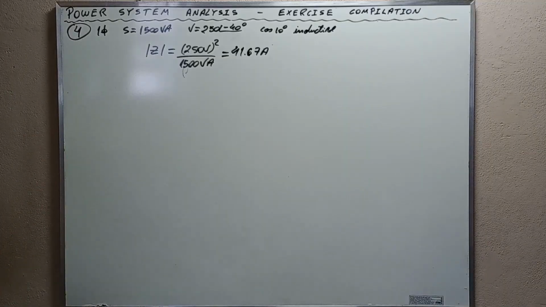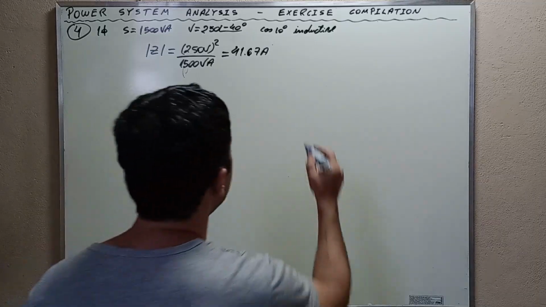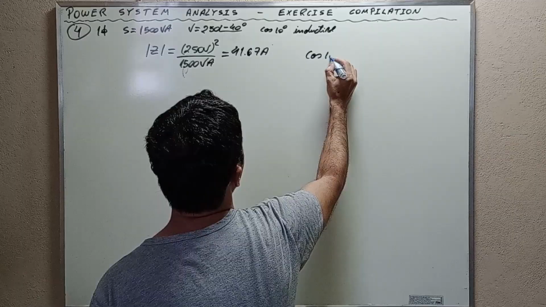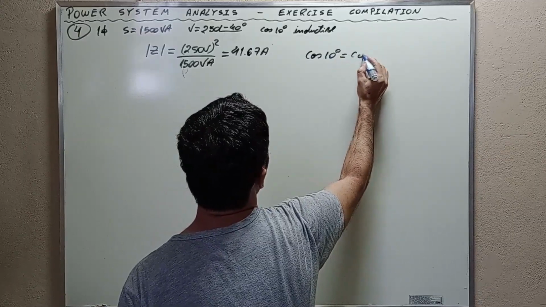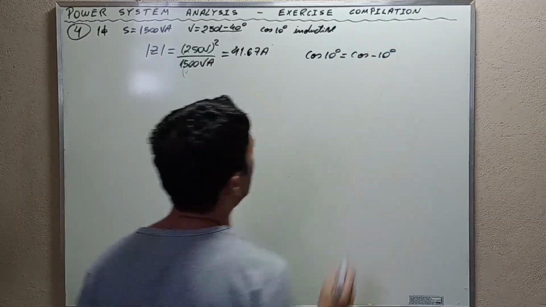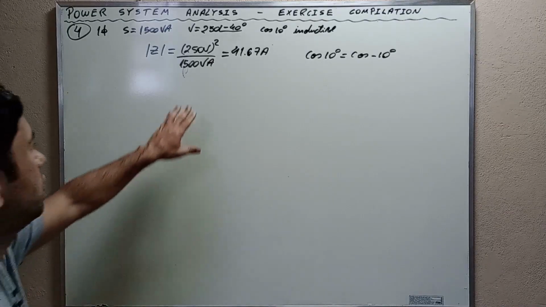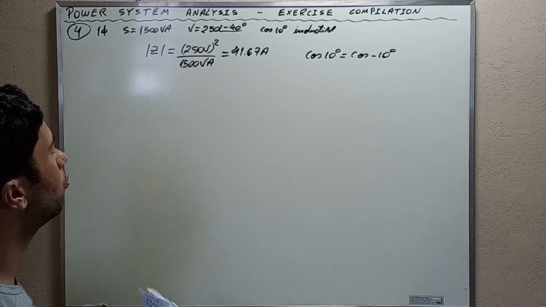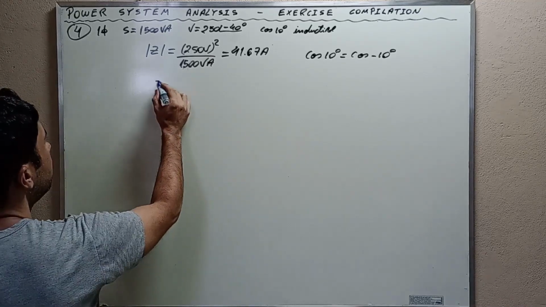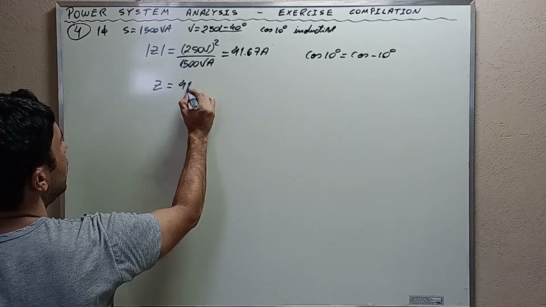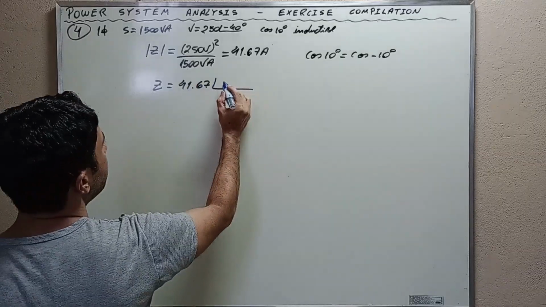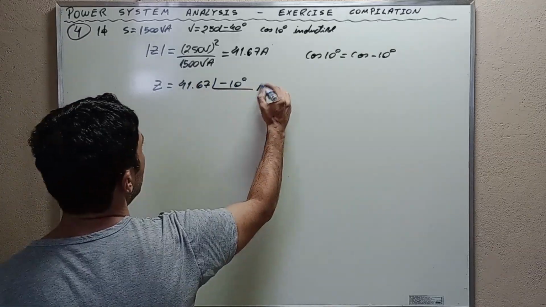Now let's work with the angle. The angle of the impedance is the angle of the power factor. And observe that the cosine of 10 degrees is equal to the cosine of negative 10 degrees. Okay? And as the exercise stated that the load is inductive, its angle must be negative. Okay? Its angle must be negative. Then Z is equal to 41.67 in the phase negative 10 degrees ohms.